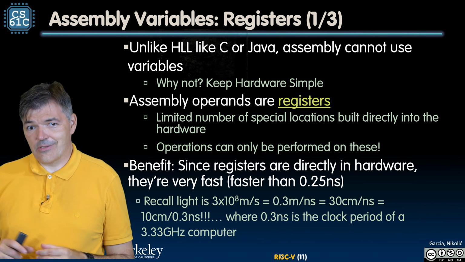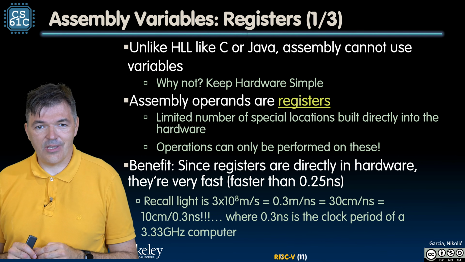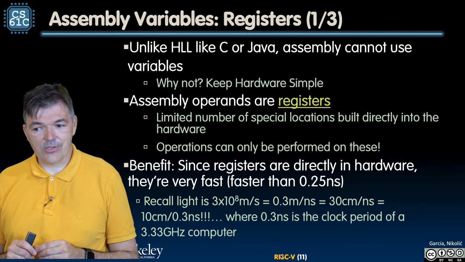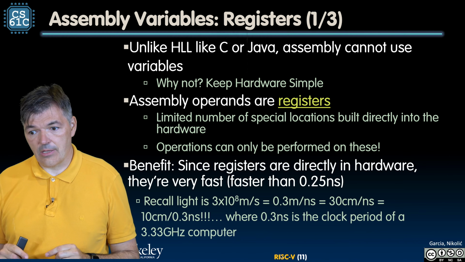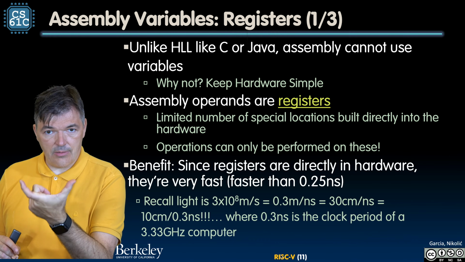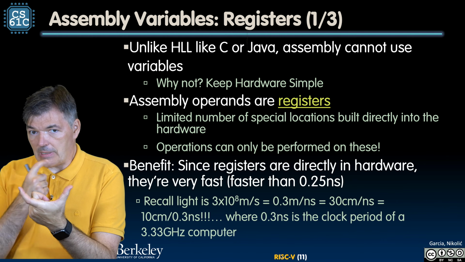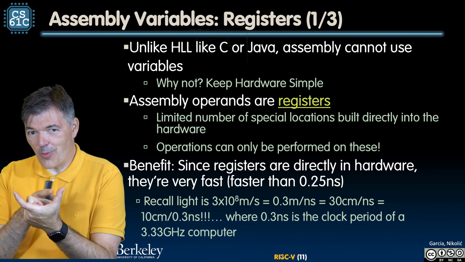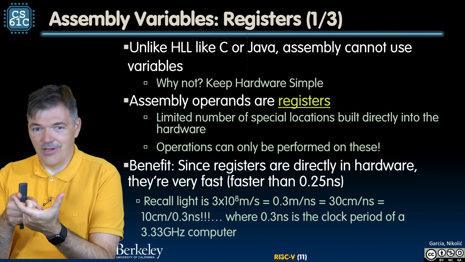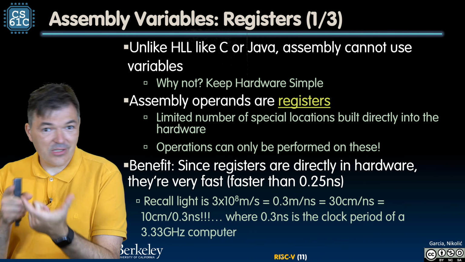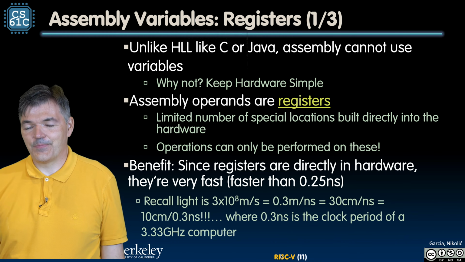How fast is a quarter of a nanosecond? Well, it's very fast. If you recall, the speed of light is 3 times 10 to the 8 meters per second. That means light travels about 30 centimeters in a nanosecond, or about 10 centimeters in 0.3 nanoseconds. That also tells us that if we put objects farther away than this, there is no hope that we can access them as fast as we can access the registers. We can't beat the speed of light.